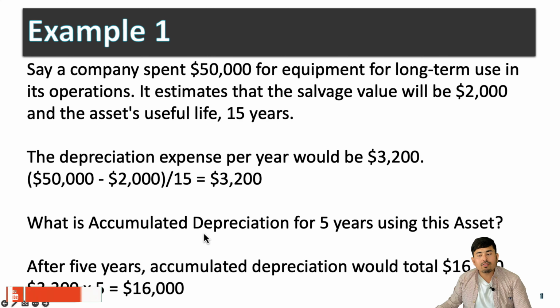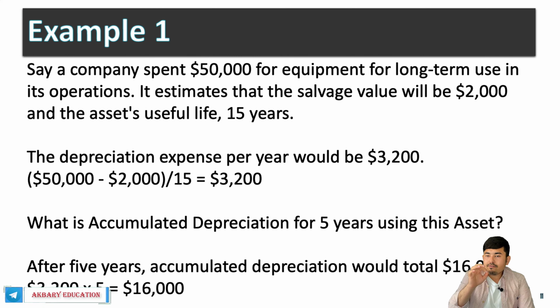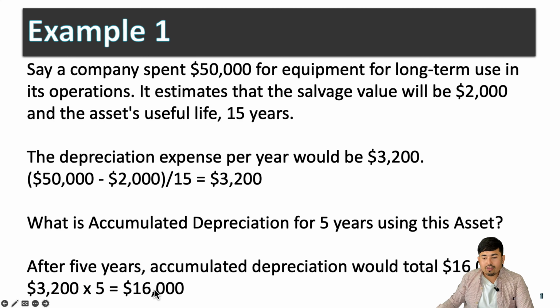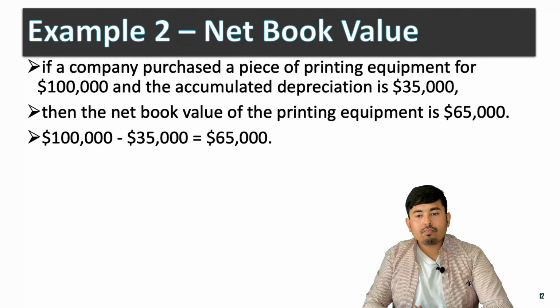So what's the accumulated depreciation of this asset after 5 years? If you multiply 5 by $3,200 per year of depreciation, the accumulation will be exactly $16,000. That's a question you may receive in your written test, or the written test of a job, or the written test you have in your exam. Go ahead.